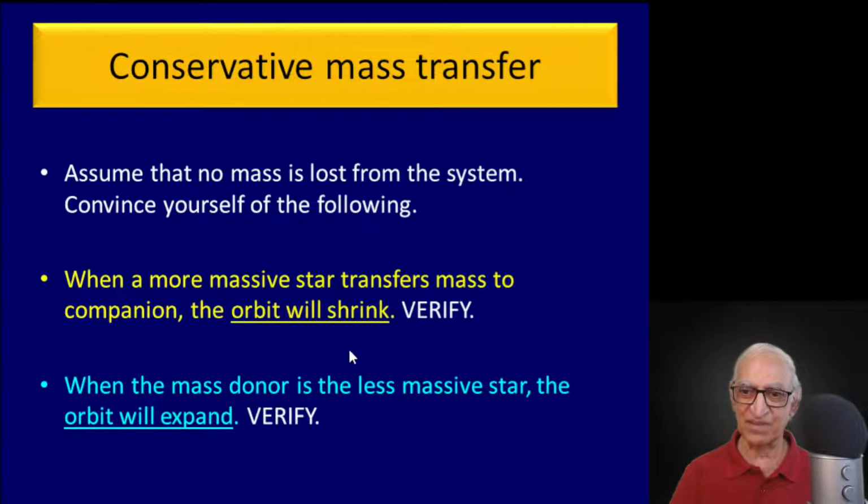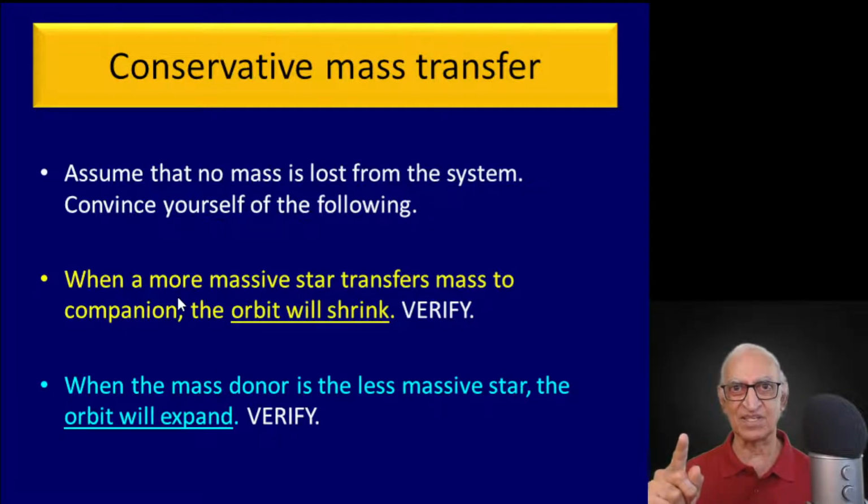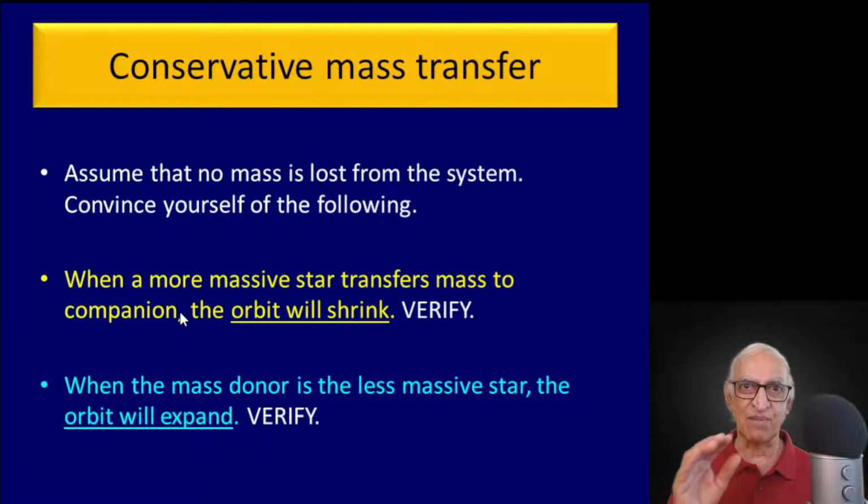So I wanted to verify these two statements because these have very important astrophysical consequences to things that I shall say and perhaps not have time to say. Let me repeat once again. When the more massive star transfers mass to the less massive star, the orbit will shrink and the mass transfer will become faster and faster as the orbit shrinks more and more. But when the mass donor is the less massive star, then the orbit will expand and the mass transfer will become less and less drastic and eventually cease.